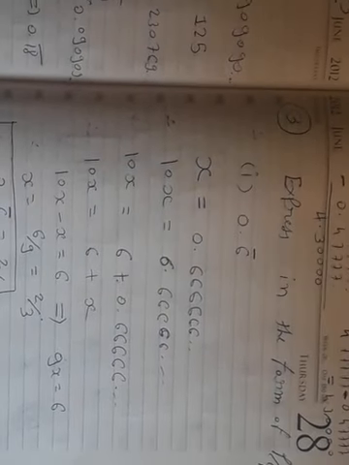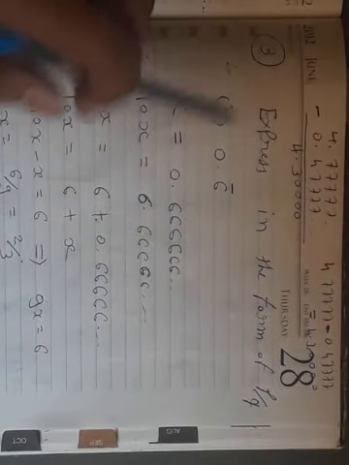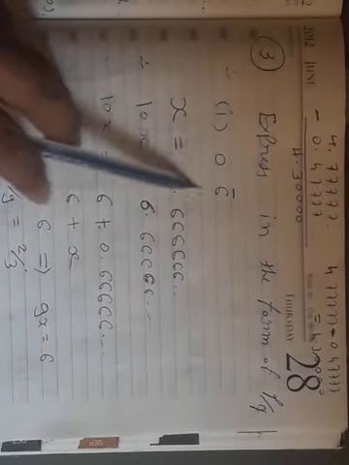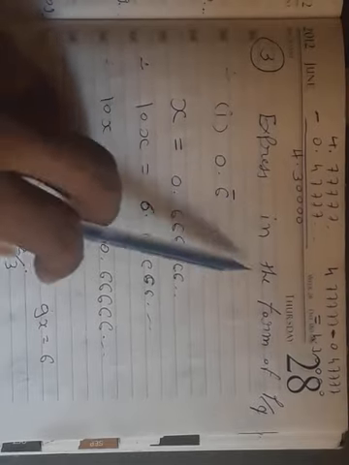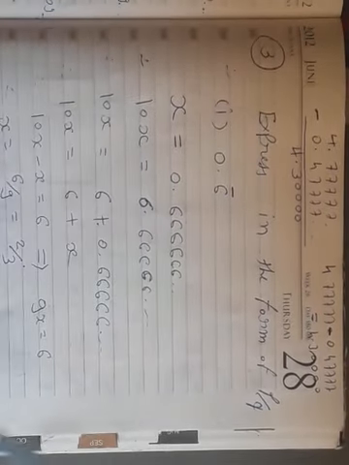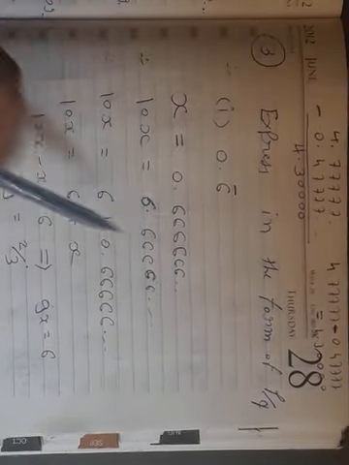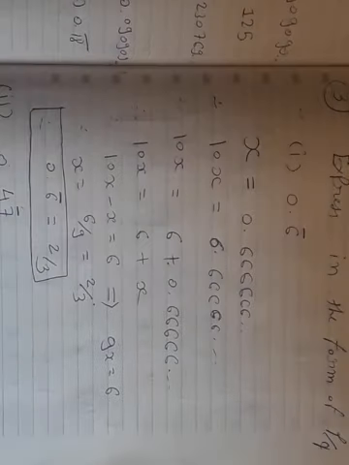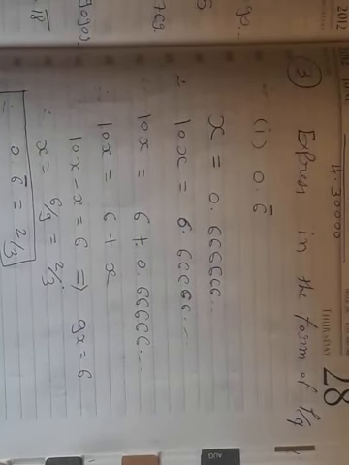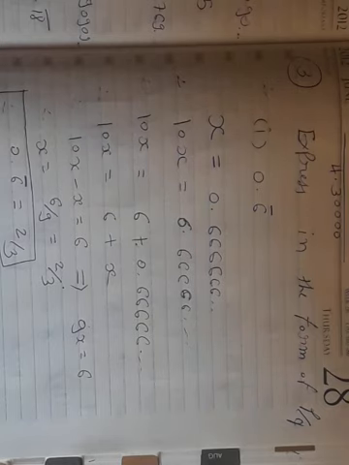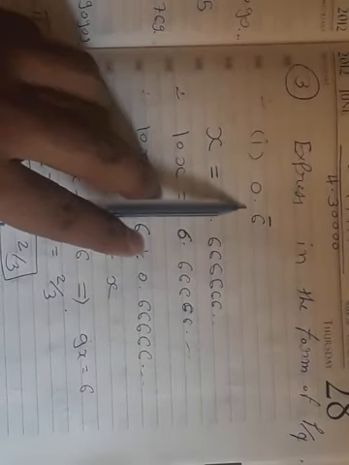Okay, now third question. What the question is? Express these given numbers in the form of P by Q. Okay, now this is one of the important questions of this chapter. You should learn it well. It is asked for around 2 to 3 marks. Okay, this is the question.